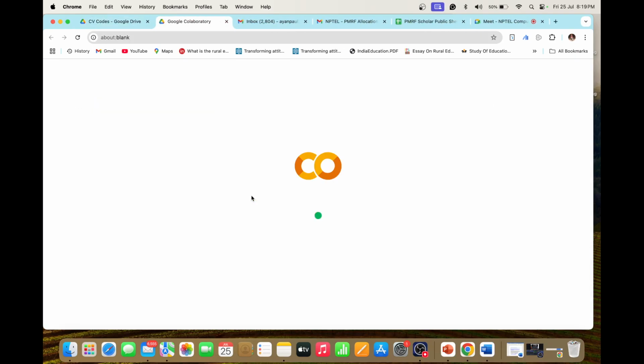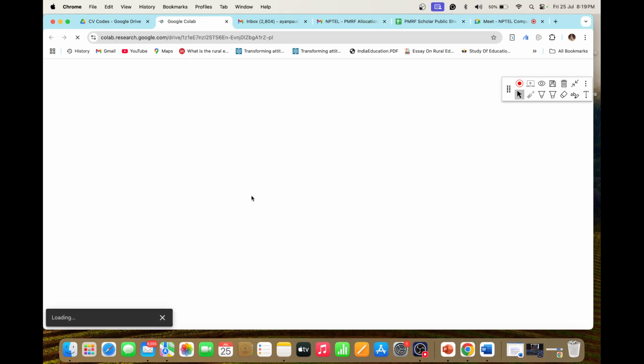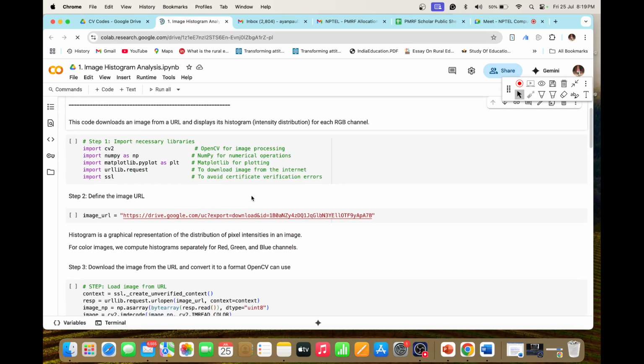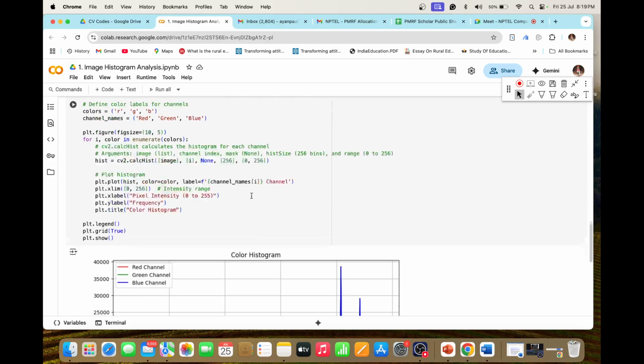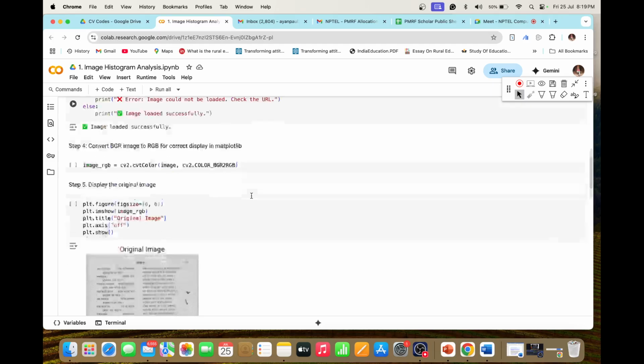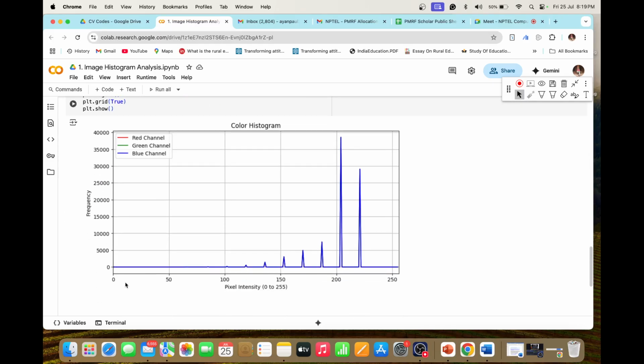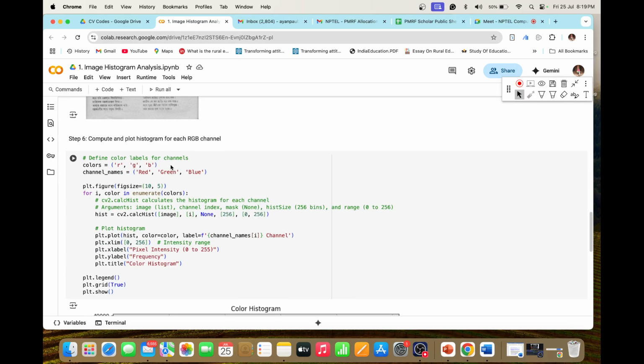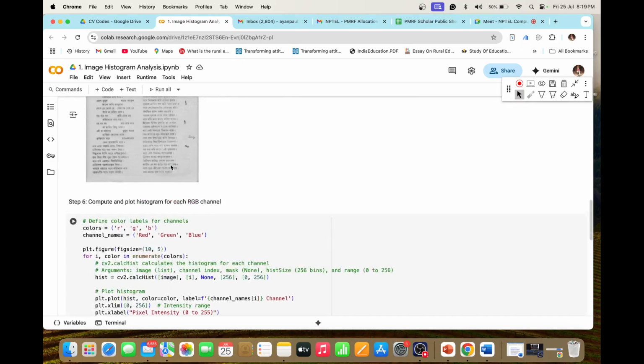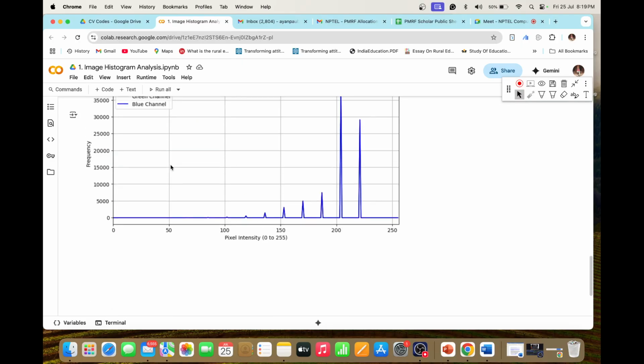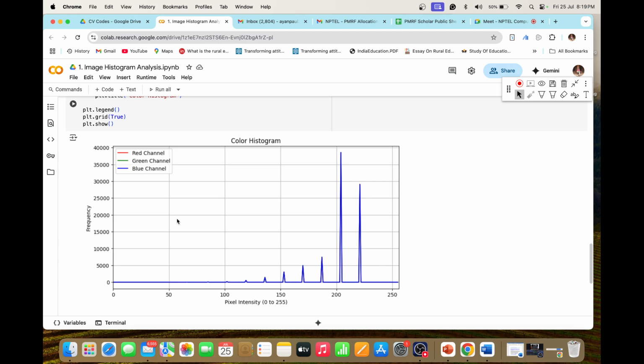Image histogram analysis, let me show this also. Actually it will take some time to load. So yeah, this is the image histogram analysis. This is the image, and this is the image histogram. Of the red, green and blue channels, only the blue channel is available. The red and green channels are not available, so that is why it is only showing the blue channel. Okay, so you can see the images and the histogram that is forming.